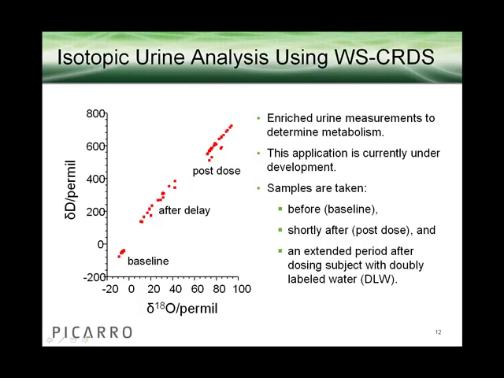Our final dataset in this suite shows an isotopic urine analysis currently in development. This experiment requires dosing patients with doubly-labeled water, that is, water enriched in oxygen 18 and deuterium. The series consists of a set of baseline samples which are measured prior to dosing, followed by injections immediately after dosing which show very high isotopic values. Subsequent injections follow a time course and show a tracking back down towards the baseline numbers.